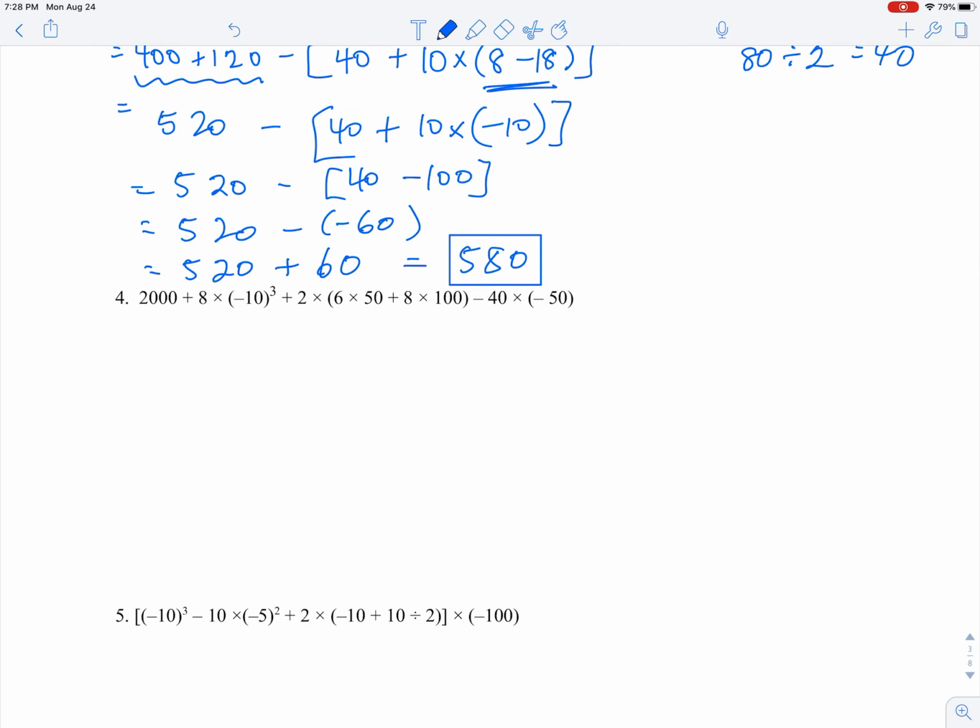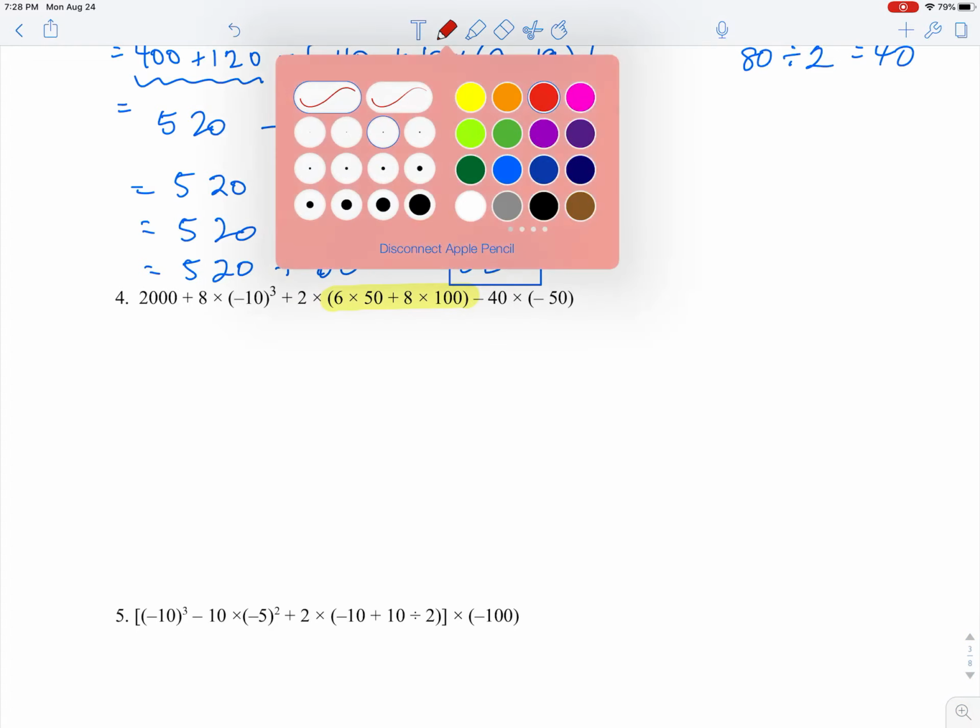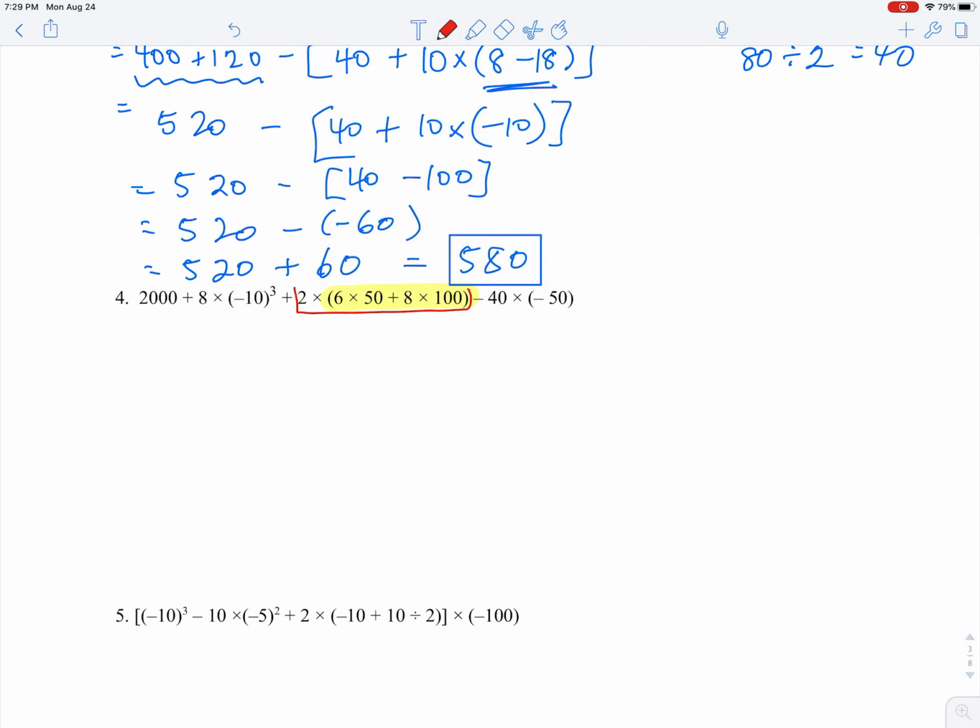Question 4. Let's look at all the terms. Okay. I've got an exponent. I'm going to start with this bracket. So I've got this bracket, which combos with the 2 times, and that makes one term. Here is another term out front, and this. So I've got 4 terms here.